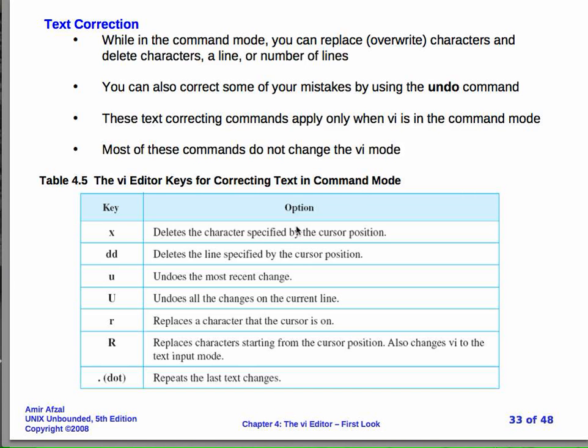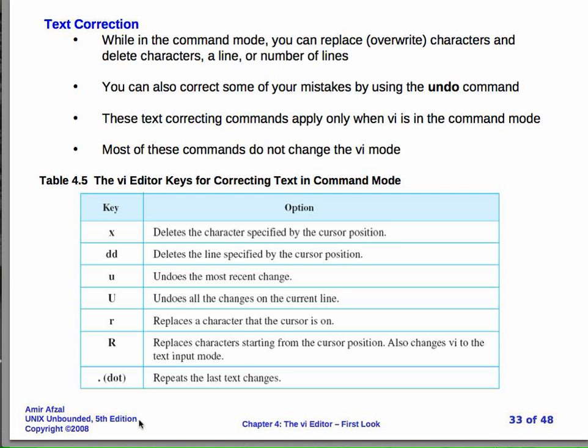Text correction commands will give you another way of adding text or actually even removing text. Let's take a look at a few of these. So there's X, DD or D for a single line, DW for a single word, U for undo, uppercase U for undo all changes on the current line, lowercase r for replace, and then uppercase R replaces characters starting from the current cursor position.